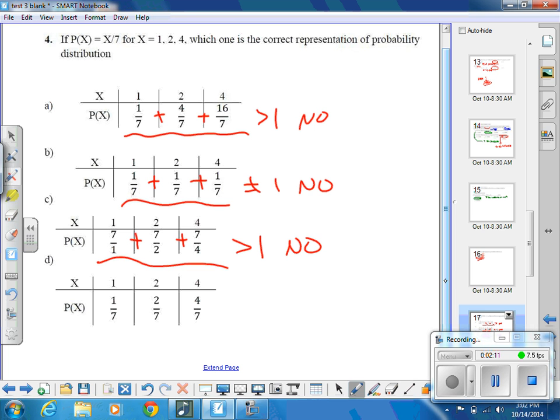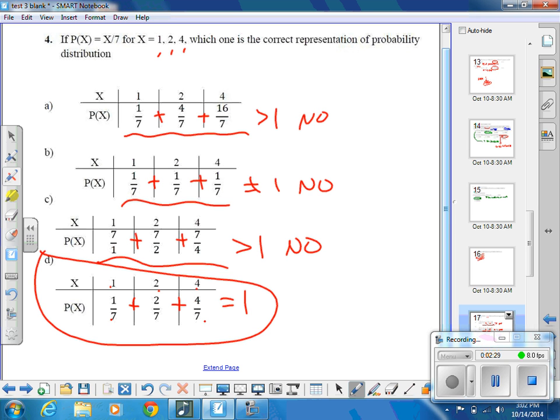But last but not least, if I were to add these up, this is the correct way to set this up because I have 1, 2, and 4 there, and my probabilities can be 1 over 7, 2 over 7, and 4 over 7, okay? And these do add up to equal 1, so bingo, D is the answer.